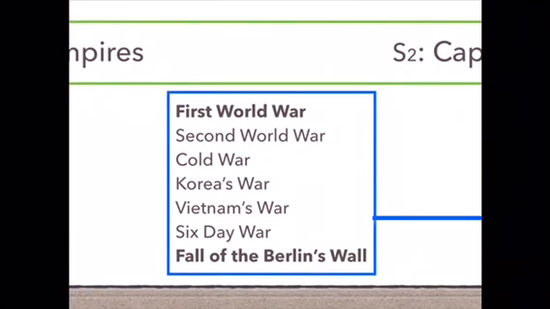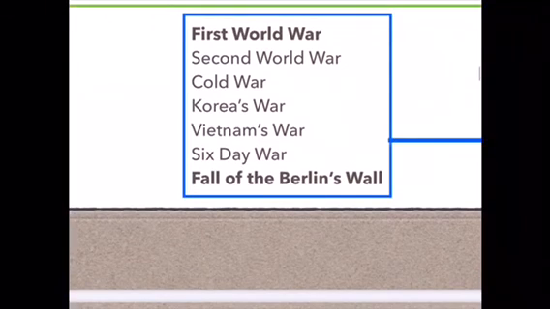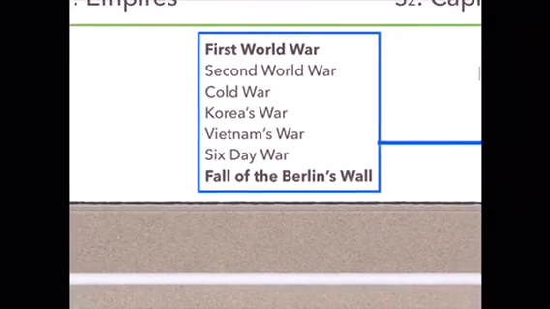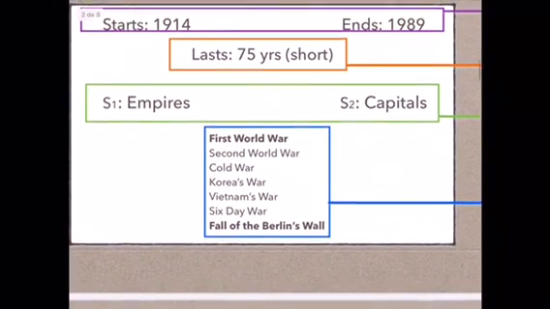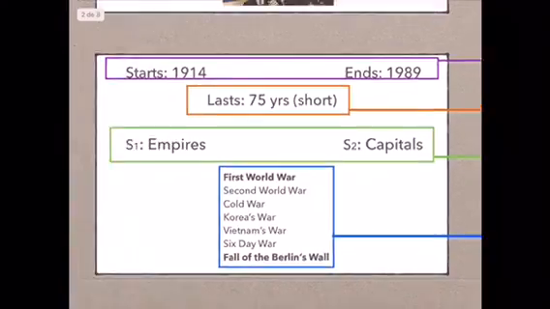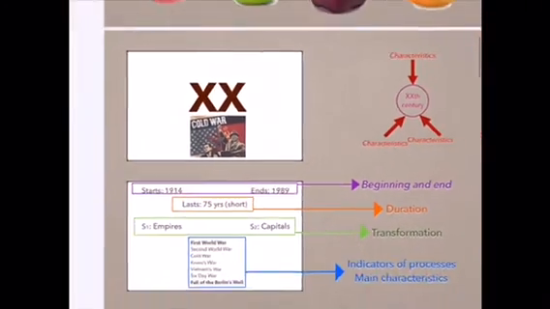The First World War, the Second World War, the Cold War, the Korean War, the Vietnam War, the Six-Day War, and finally the fall of the Berlin Wall. And we're going to study all of those wars and many more, so we are actually able to characterize the 20th century. We're going to see the century in a lot of detail, but for now it is just an example.